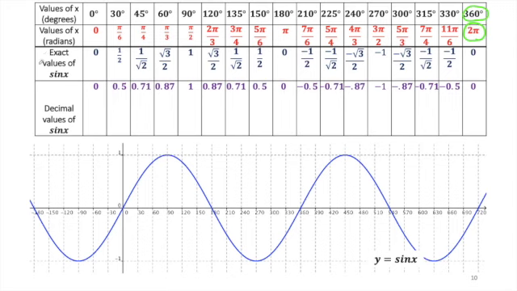Your exact values of sine x should look familiar. What are these from? That is from your special triangles.